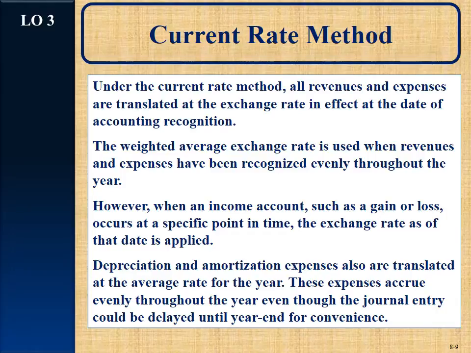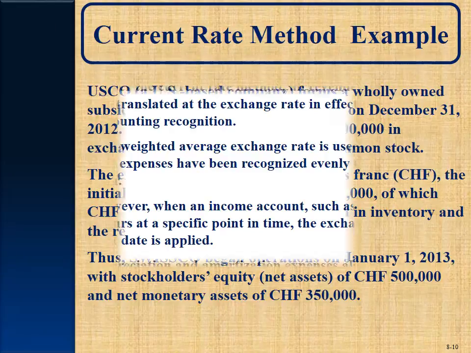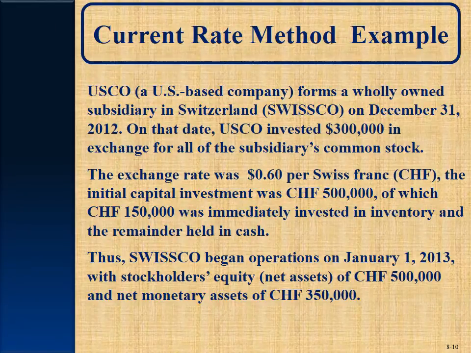Okay, so these are our steps. We're looking at the income statement first. How do we translate that income statement from foreign currency into United States dollars under the current method? So if we take an example, a U.S. company forms a wholly owned subsidiary in Switzerland, a Swiss company, on December 31st, 2012. Now, this is the example given in your book. So you'll see this on page 379 and 378.